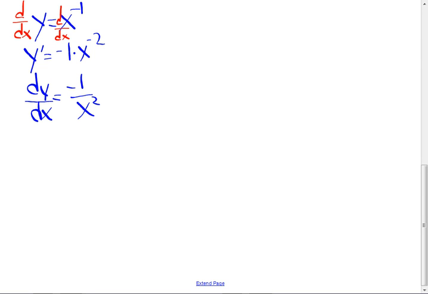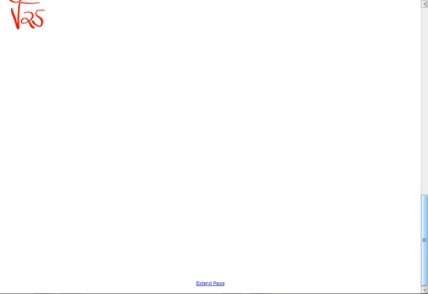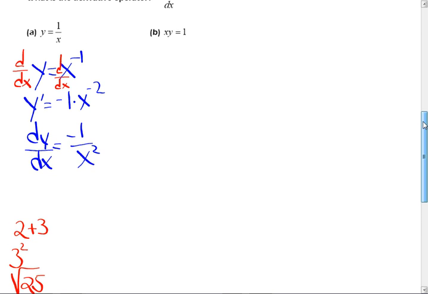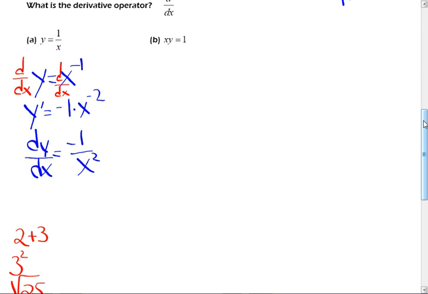Now, last class I asked, what's an operator? An operator would be like if you saw 2 plus 3, you would know that means to add. If you see 3 squared, the operator is the squaring function. If you see the square root of 25, the operator is the square root function. Those are called operators. So this d/dx is telling me that I want to find the derivative of both sides. That's all. It's an operator.